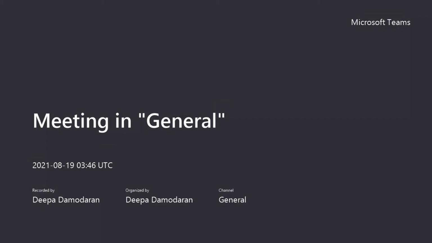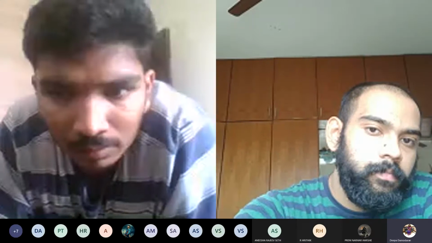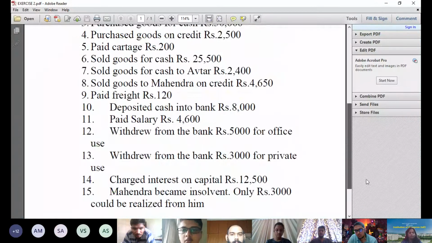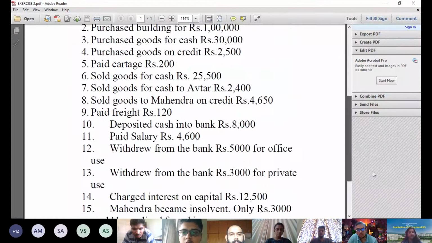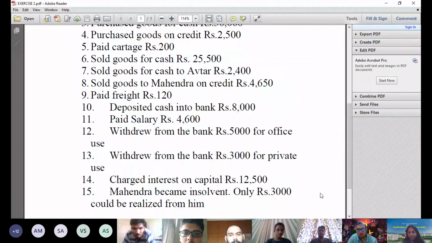So now come back to the sum. The sum looks very big. 15 journal entries, yeah, 15 entries we have to do. 15 ledger accounts we have to open, and then trial balance. That's a very nice sum.